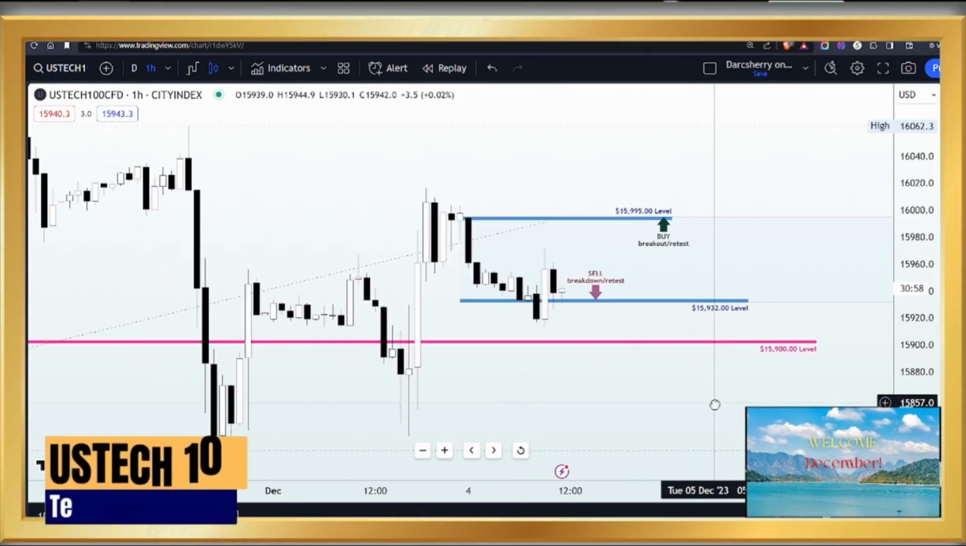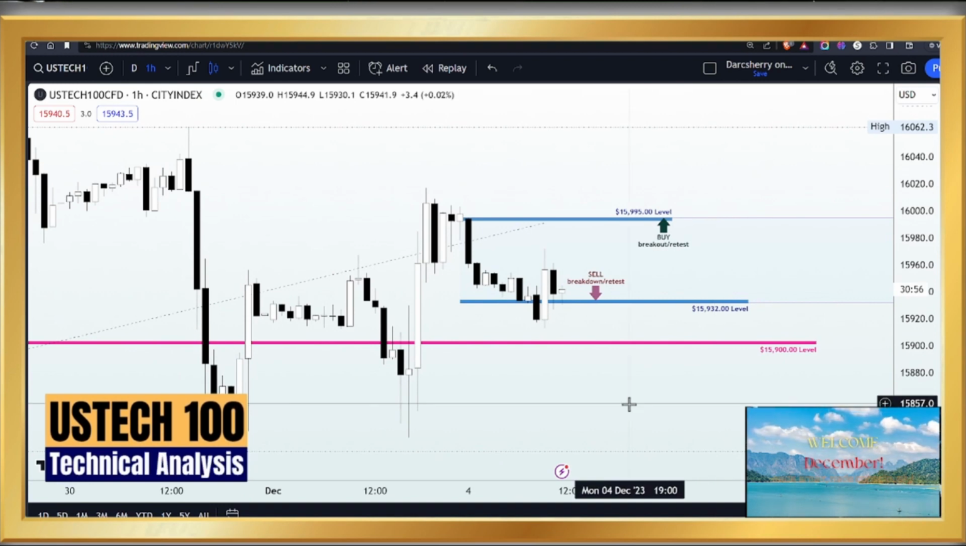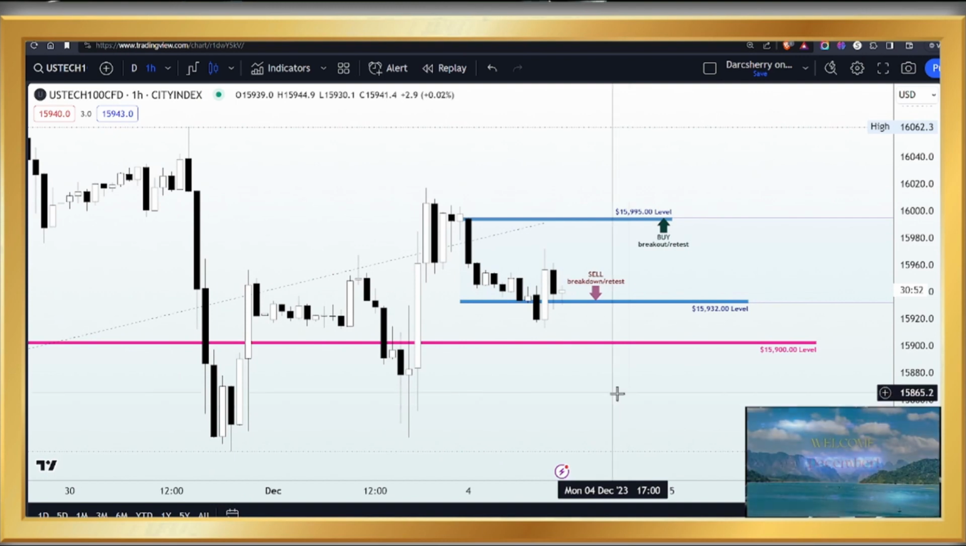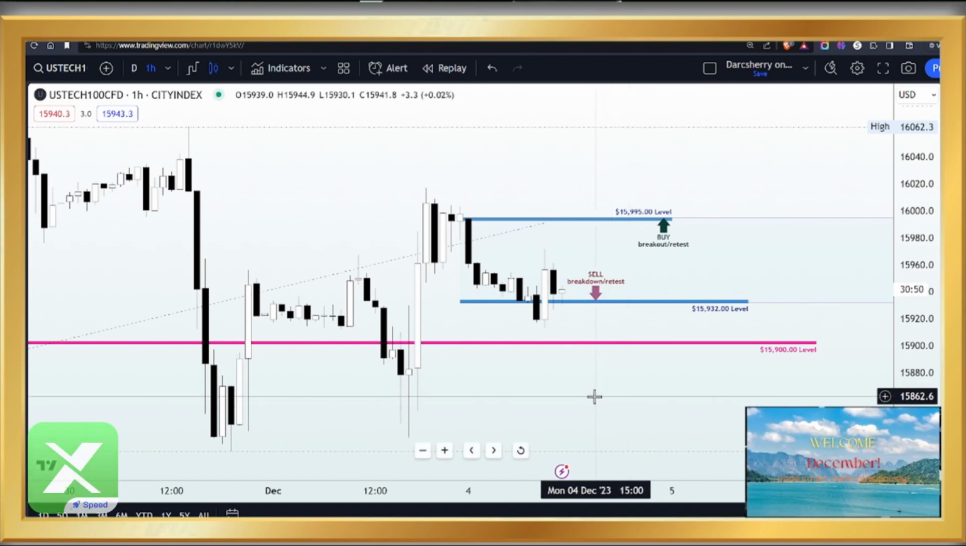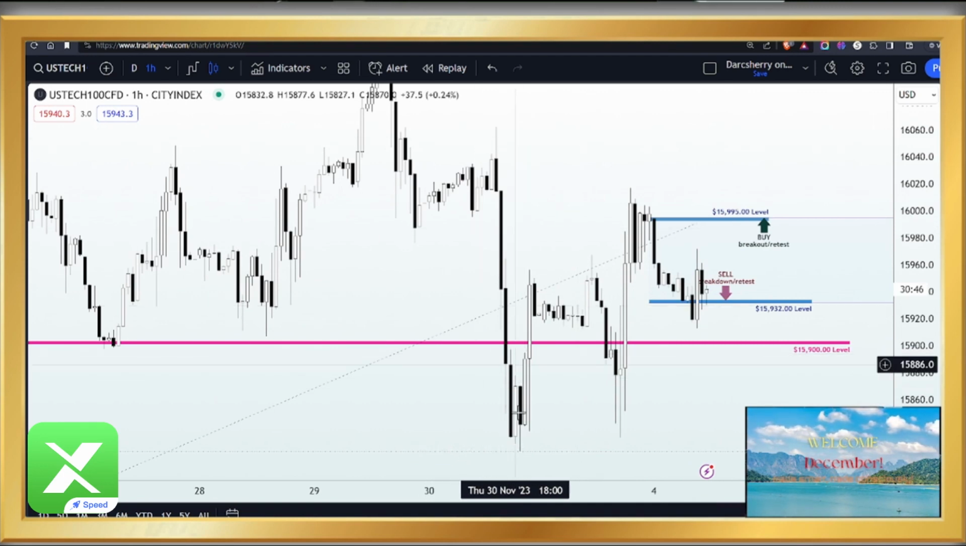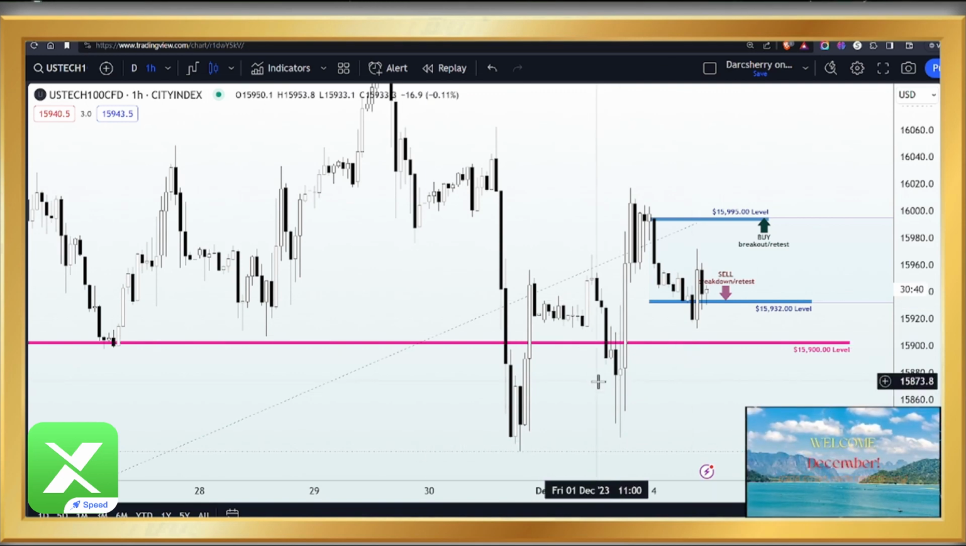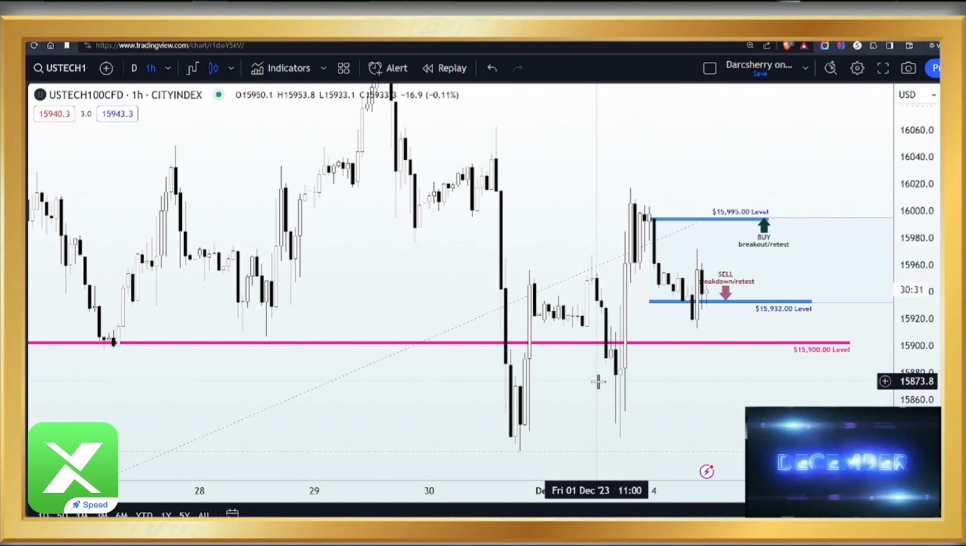USTEC 100, another interesting asset, which we also had the privilege of scooping in some significant amount of profit from last week's trading setup as we rode the bearish momentum all the way to the downside here. And then we also capitalized on some buying opportunities around that 15,900, which was actually our key level for last week. And it appears that that same level will be our key level for this week.